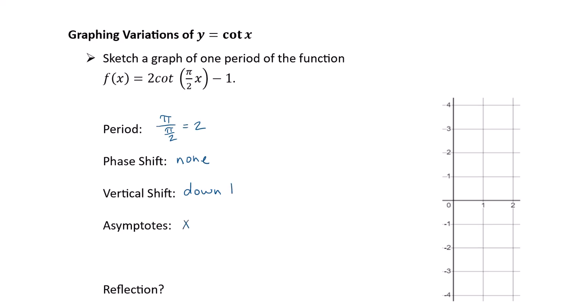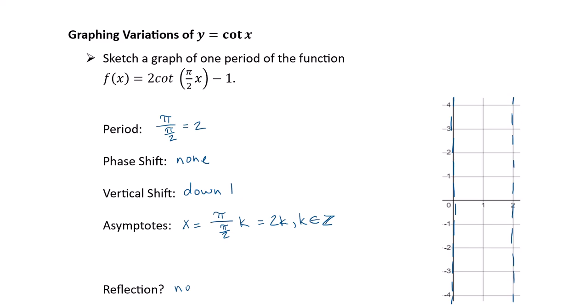And to figure our asymptotes, we have x equals pi over pi over 2 k. And that simplifies to be x equals 2k, where k is an element of the integers. And here our a is positive, so there is no reflection. And we can go ahead and start graphing. Start with our asymptote over here at 2. And when k is 0, then we have another asymptote here.